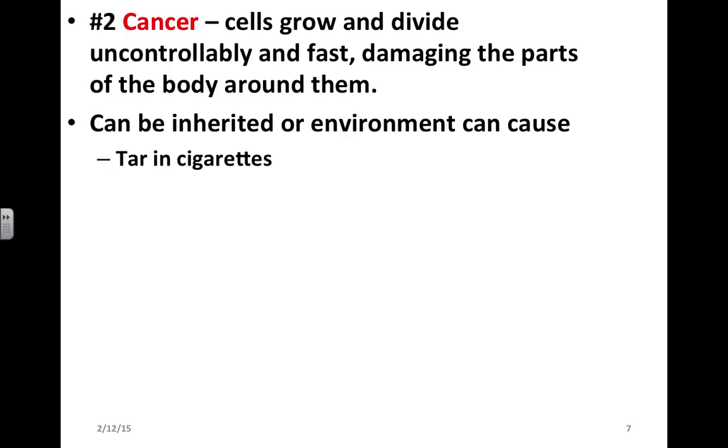For example, the tar in cigarettes. Tar in cigarettes is an environmental issue. And if you were to have a cancer gene and you smoke, the tar in the cigarettes can augment the situation so that the environment enhances your inheritance of that gene, and then you will start showing the symptoms of cancer, which is for your cells to grow and divide uncontrollably.